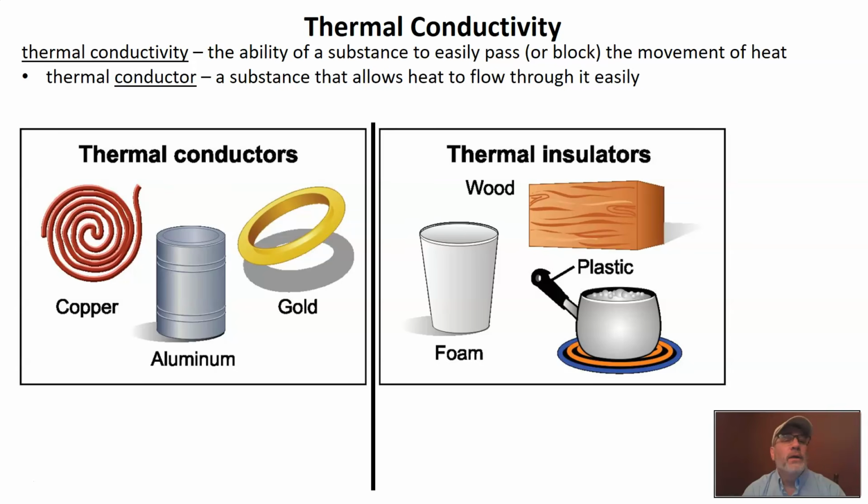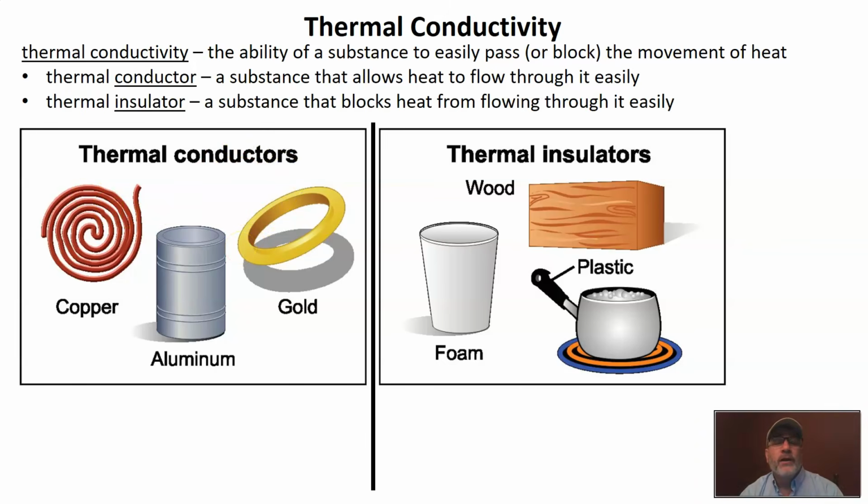Thermal conductors. When we say something is a thermal conductor, that is a substance that allows heat to move through it very easily. Mostly, when we think about thermal conductors, we are thinking about metals. You can see that copper, aluminum, and gold are all examples of thermal conductors.